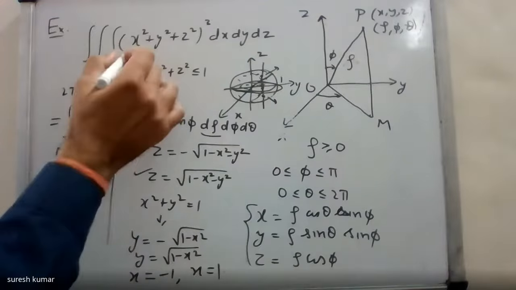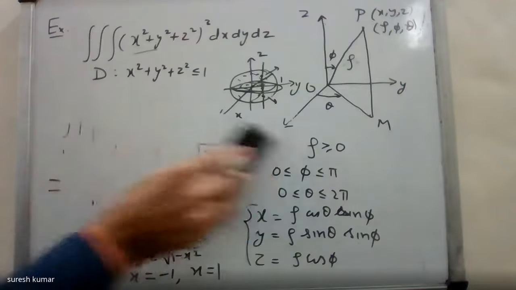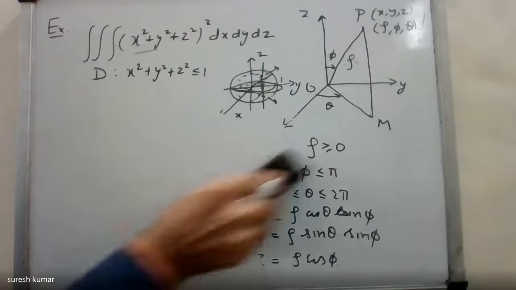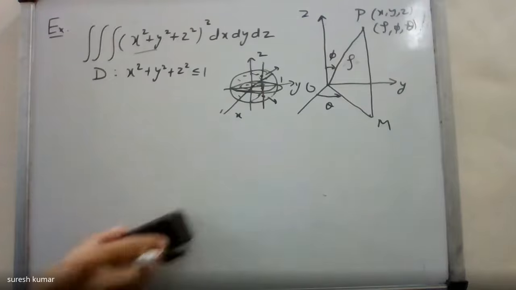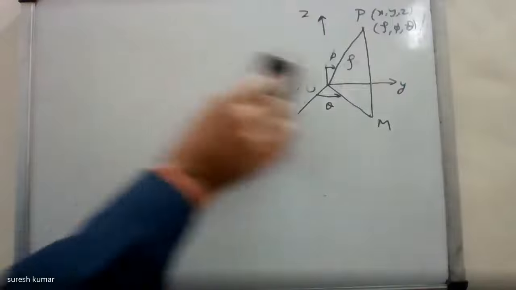So if you try to solve this integral using these limits, you will find yourself in a big problem. Okay? So it's better you know the uses of spherical coordinates. It's very important. Triple integral also provides you the volume of the 3D region, am I right?